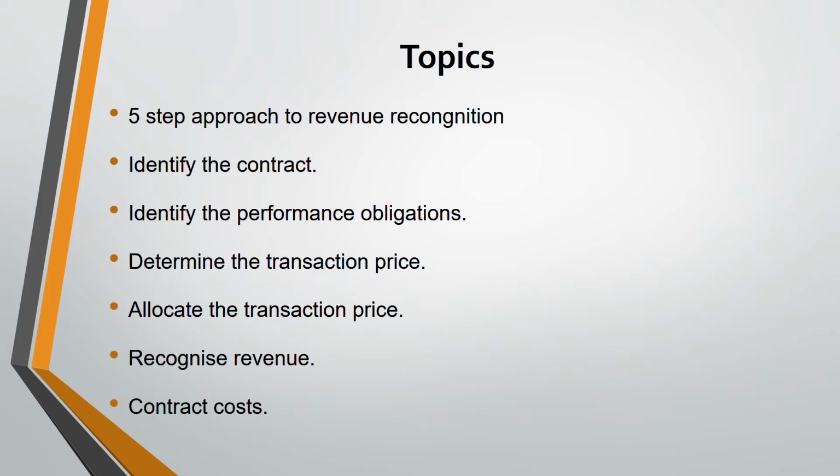How do you identify the contract? Second, identify the performance obligation. Third, determine the transaction price. Fourth, allocate the transaction price. Fifth, recognize the revenue. So these are the 5 steps we are going to go into in depth. And finally, contract cost. How are we going to deal with contract cost?